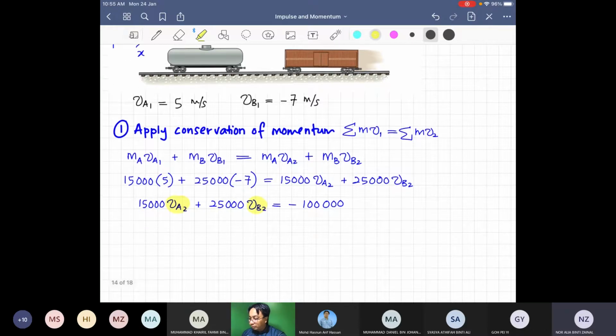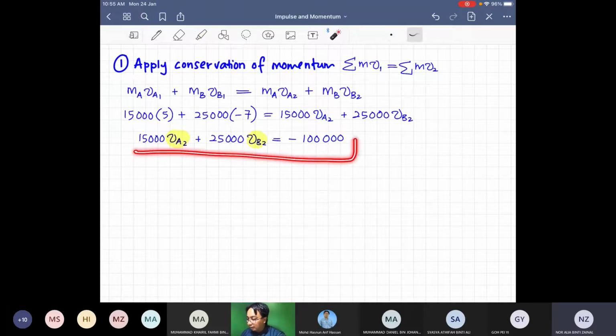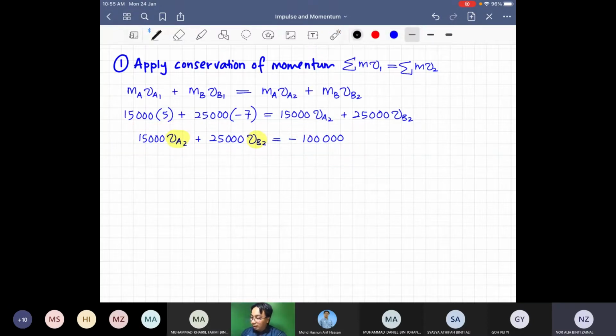So ini step pertama, kita apply the conservation of momentum, dan akhirnya kita sampai kepada sini yang kita ada dua unknown dalam satu equation. So kita tak boleh solve. That is why we need step number 2. Step number 2 is to apply ataupun to use the coefficient of restitution yang kita belajar tadi.